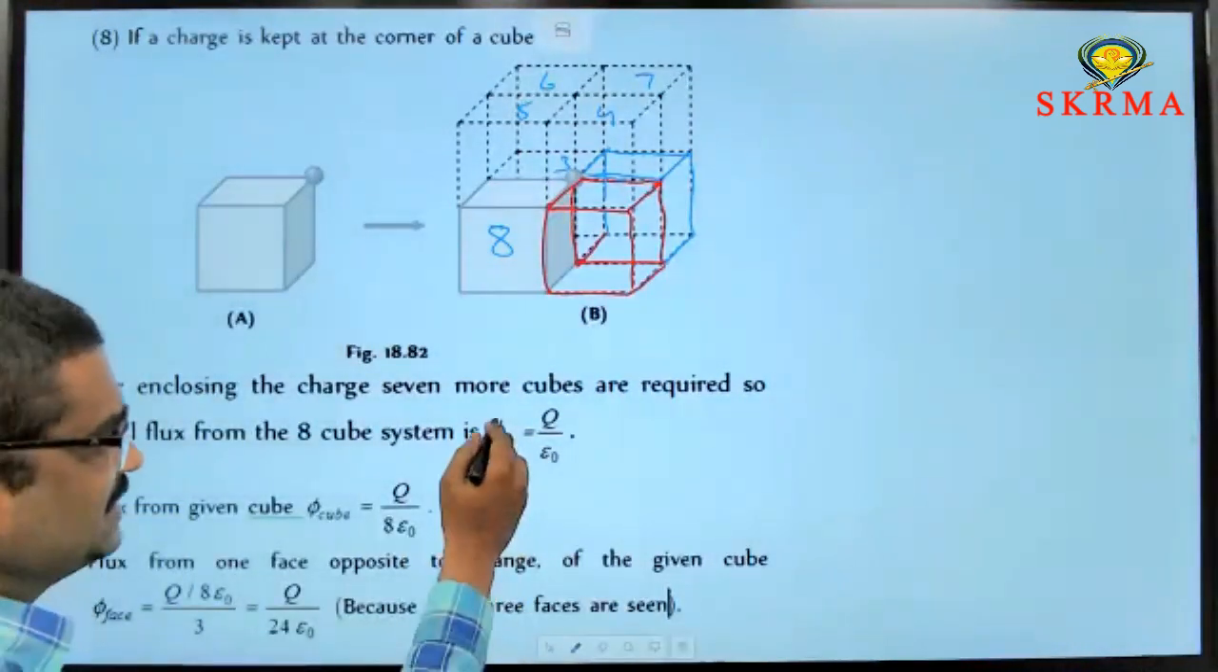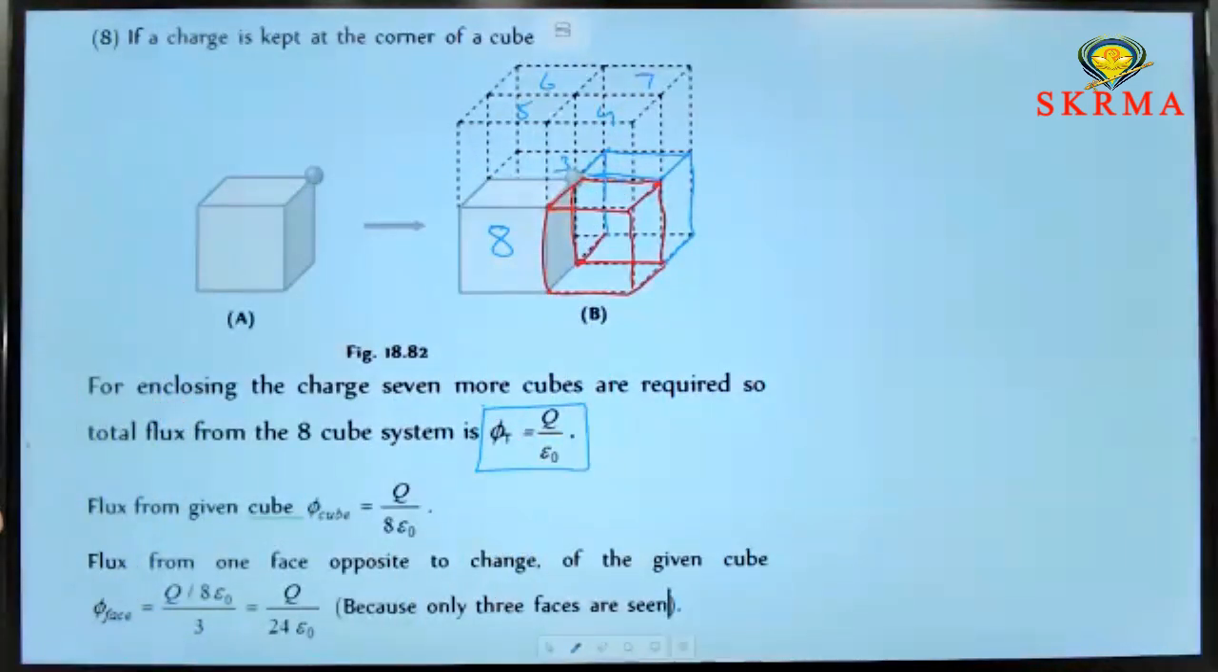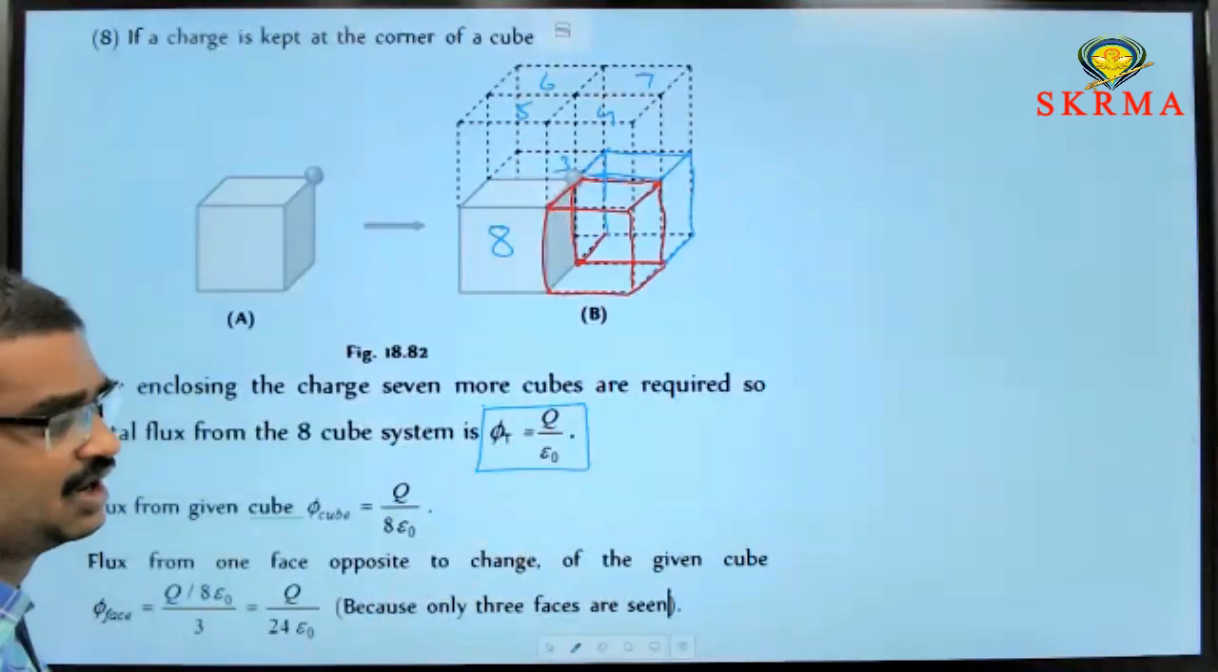Now the total flux passing through the 8 cubes is nothing but Q by epsilon naught only. That is from Gauss law. Flux passing through the entire surface is the charge enclosed by epsilon naught. How much is that enclosed charge? Q only. So Q by epsilon naught.